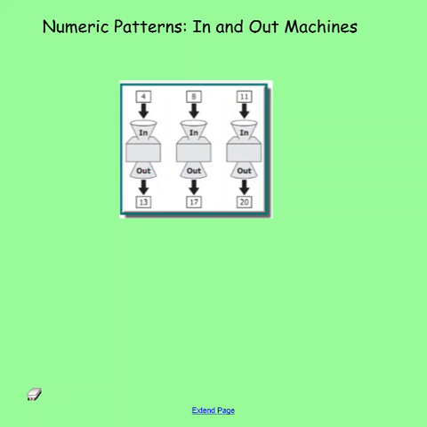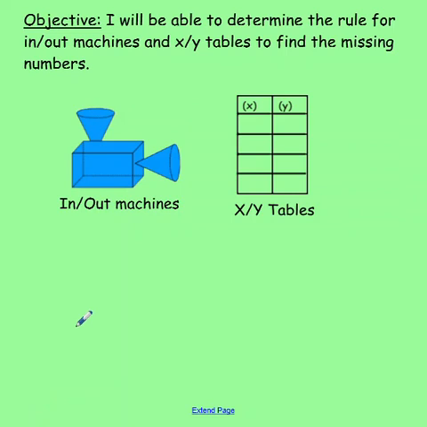Okay, today we're going to have some fun with algebra. Today we're talking about in and out machines. They look a little goofy. Don't worry, I'm going to help explain them. There's two kinds. There's this input-output machine where you put a number in and something happens to it and then a different number shoots out.